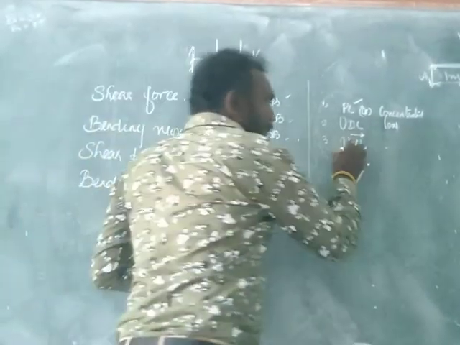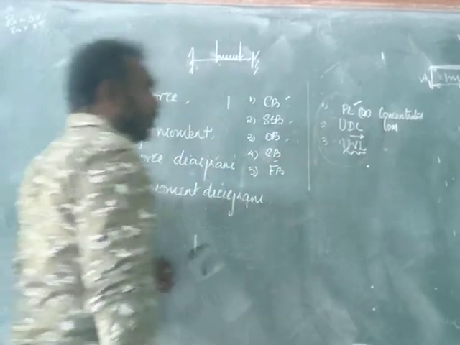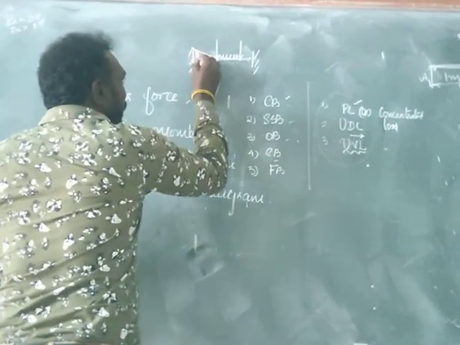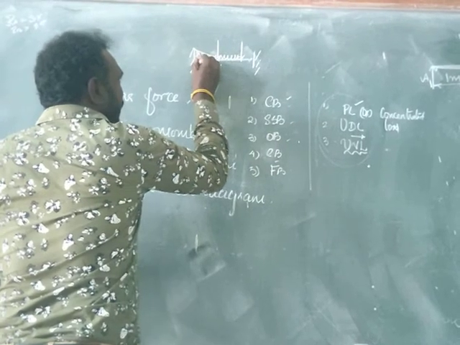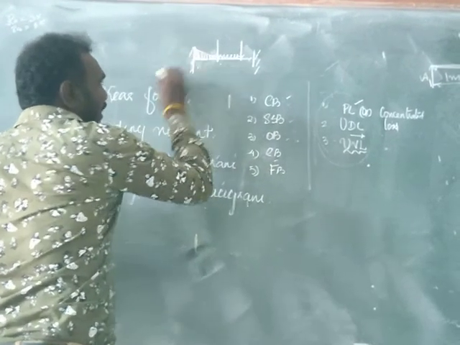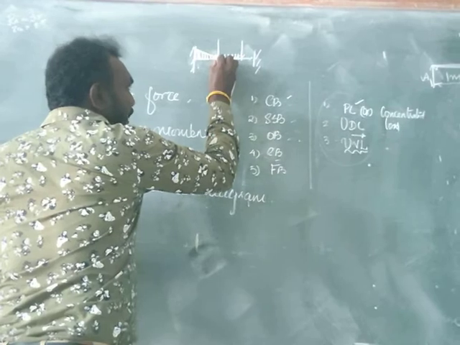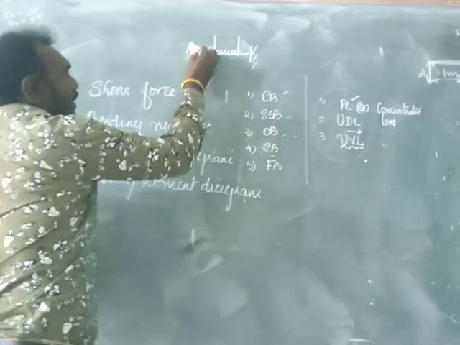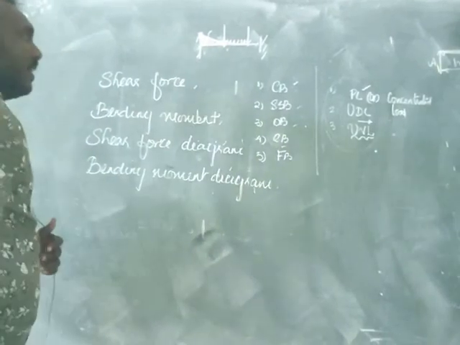Then another type is uniformly varying load. Uniformly varying load means the load varies from point to point. This is the maximum load acting on the beam. This is the minimum load acting on the beam. The load varies from here to here, so it is called uniformly varying load.